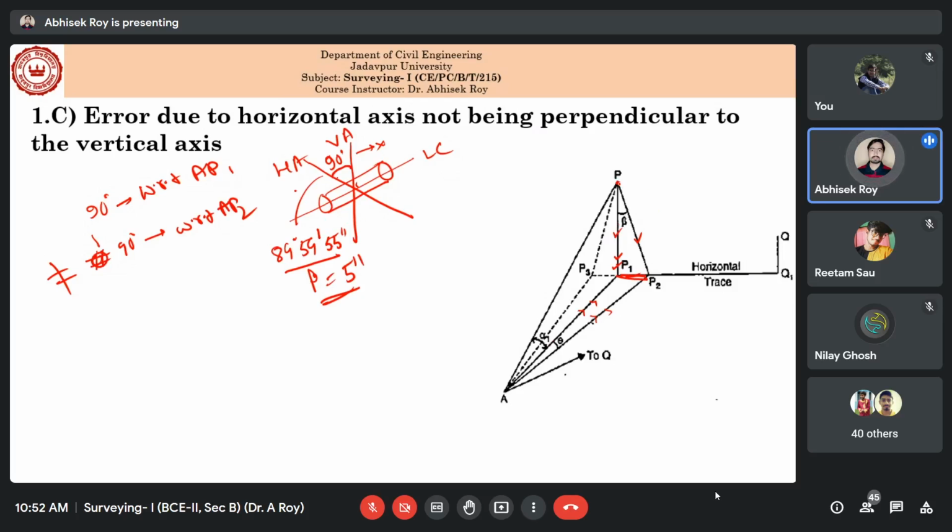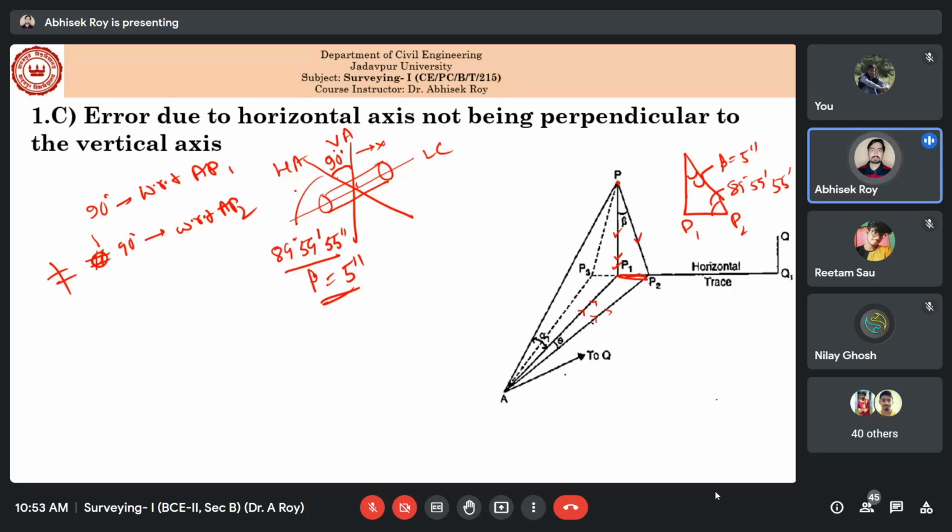That means whenever, after bisecting P, you are going down, it will not follow PP1, rather it will follow PP2. So ideally, if this angle is 90 degree, P2 will actually coincide with P1. But as it is not 90 degree, it is 89 degree, 59 minute, 55 second, obviously there will be some kind of error. That error is 5 second.